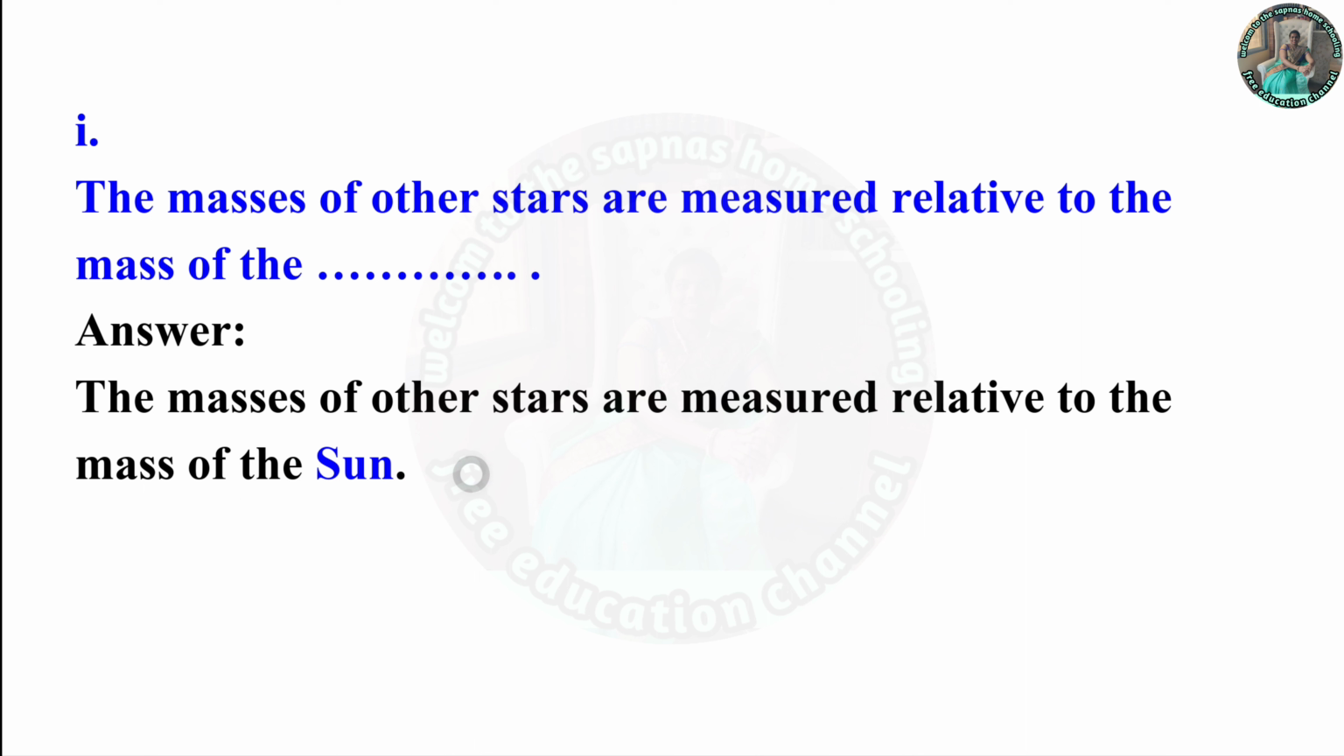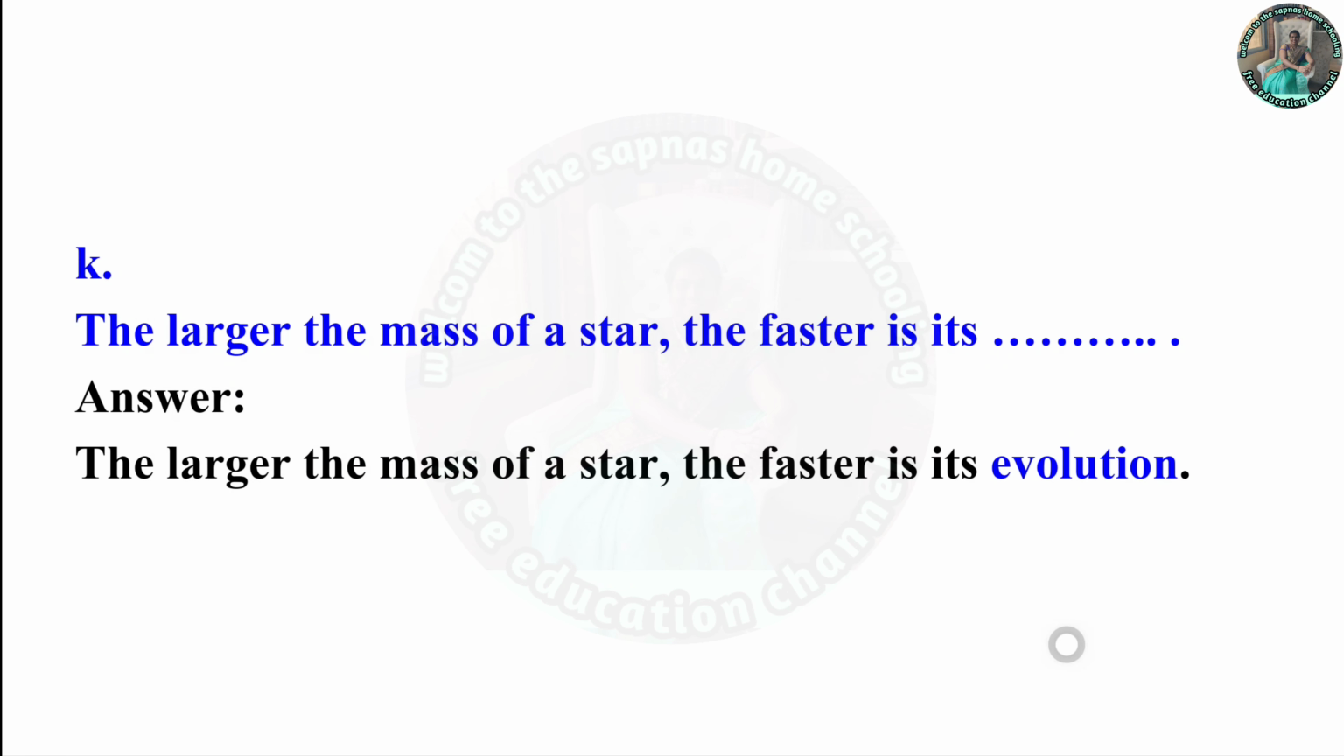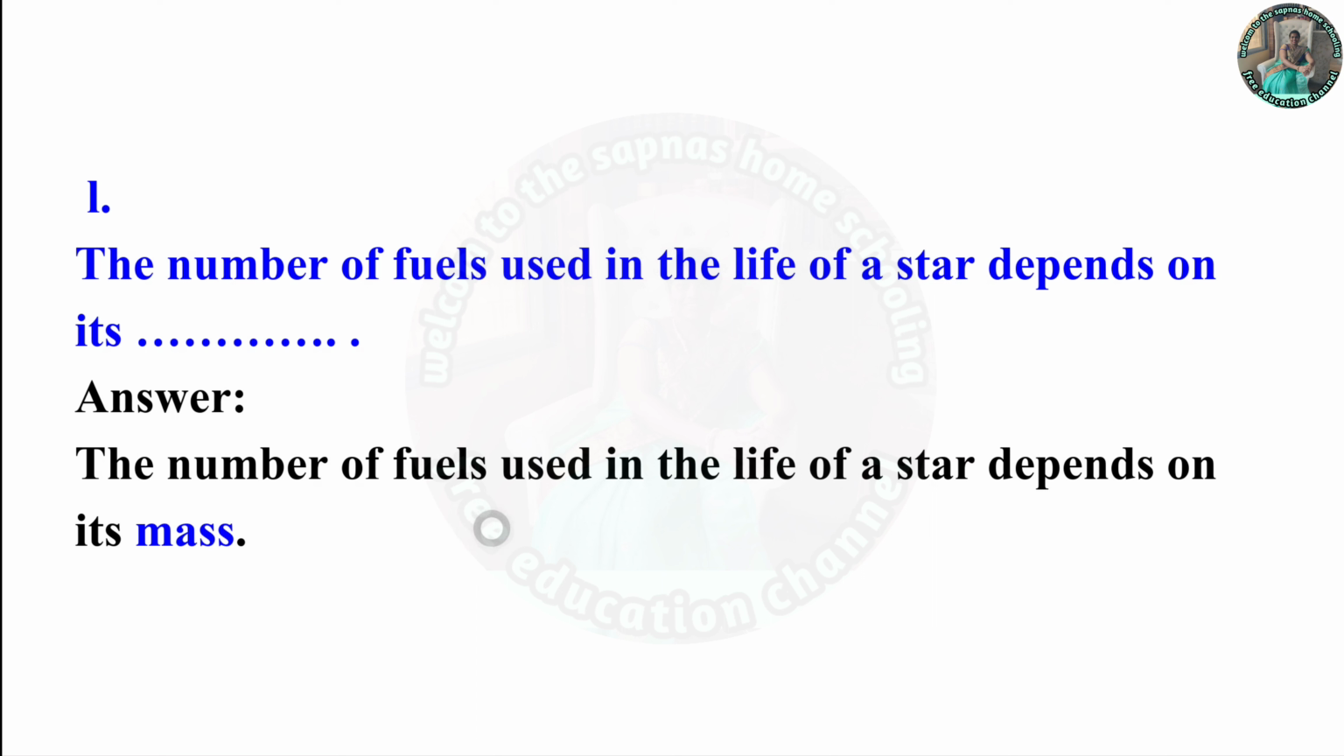The masses of other stars are measured relative to the mass of the sun. Light takes about 8 minutes to reach us from the sun, while it takes about 1 second to reach us from the moon. The larger the mass of the star, the faster is its evolution. The number of fuels used in the life of a star depends on its mass.